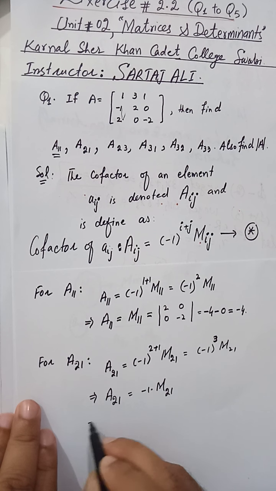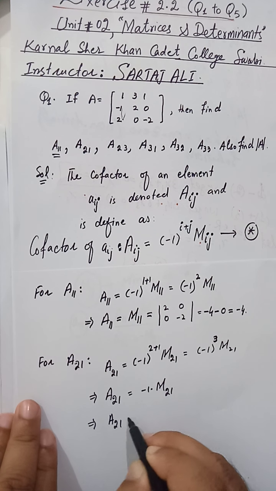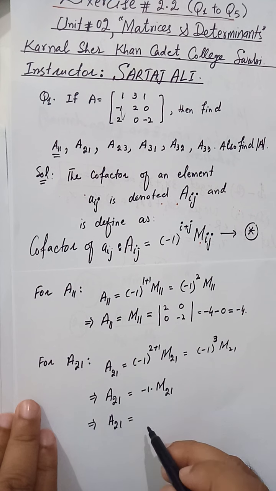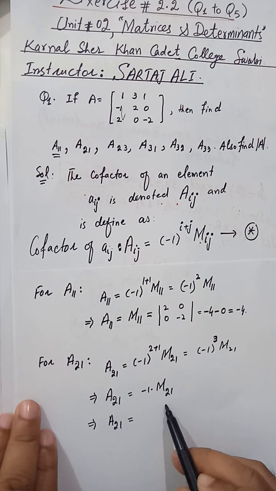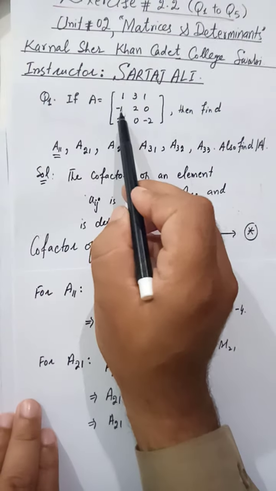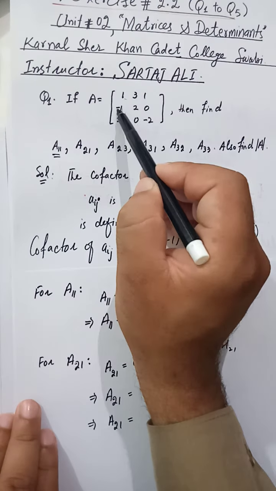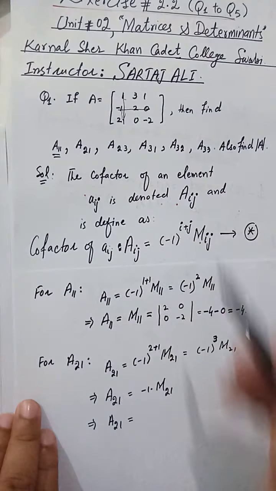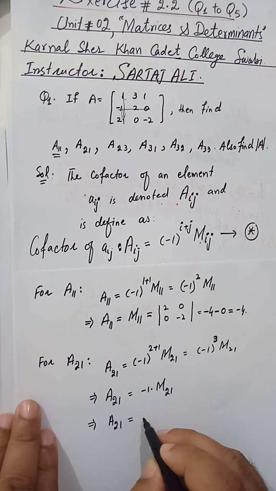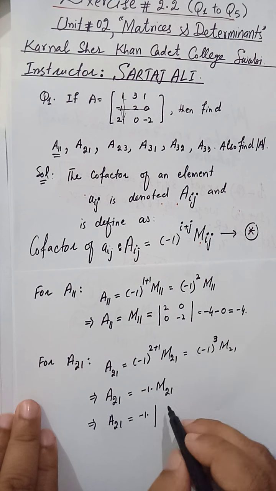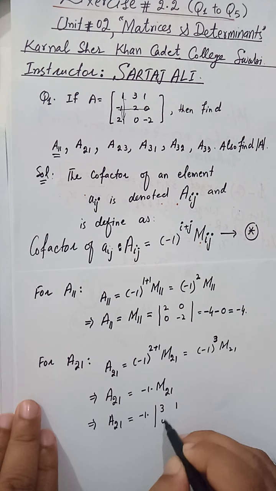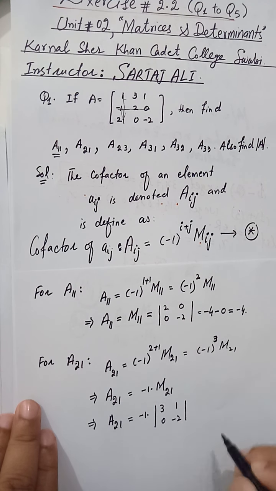Now how do you need to calculate M21? M21 will be a determinant form of a matrix when you cancel out the second row and first column. In M21, the first subscript is for the row and the second one for the column. So you need to cancel out the second row and the first column. The rest of the matrix in determinant form will be this.